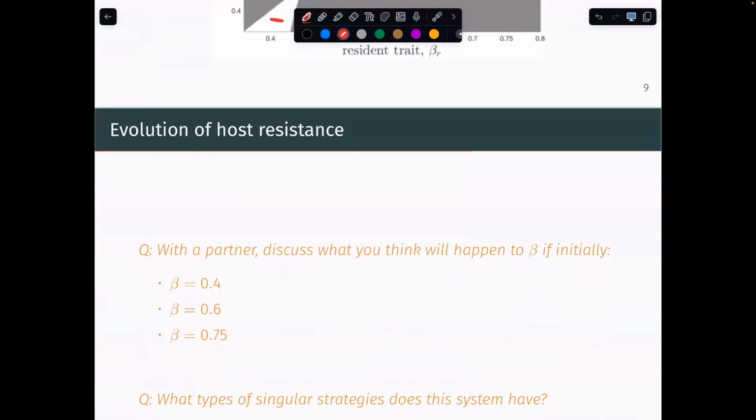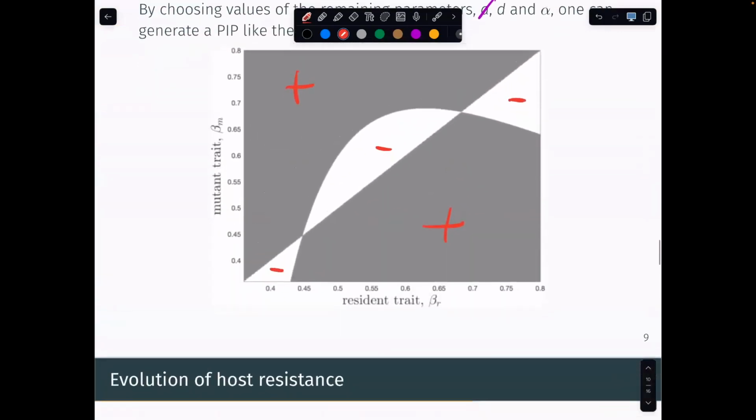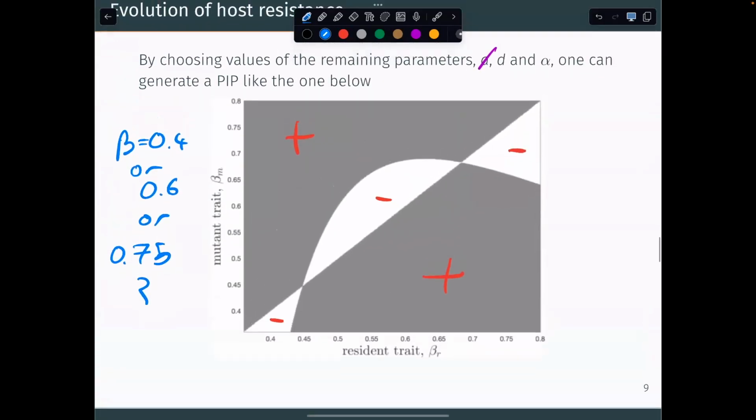How does this evolve if we have these different initial conditions? What I'll do is I'll copy these up here. So it could be 0.4 or 0.6 or what did I put down here? 0.75. Okay. Just take a couple of minutes and discuss what you think is going to happen based on this pairwise invasion plot if we have these different initial conditions.